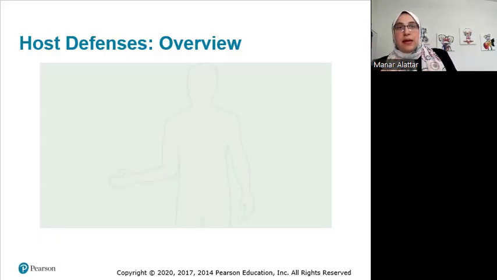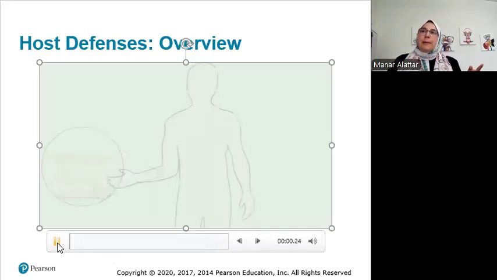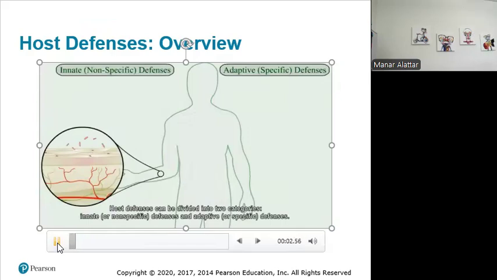But then there's also more specific layers of defense, like your adaptive immune system. And so between chapters 15 and 16, we'll go into more detail into both of those. But here is a quick overview of just kind of defense generally. Host defenses can be divided into two categories: innate or non-specific defenses and adaptive or specific defenses. These defenses act together to protect the host against infection.